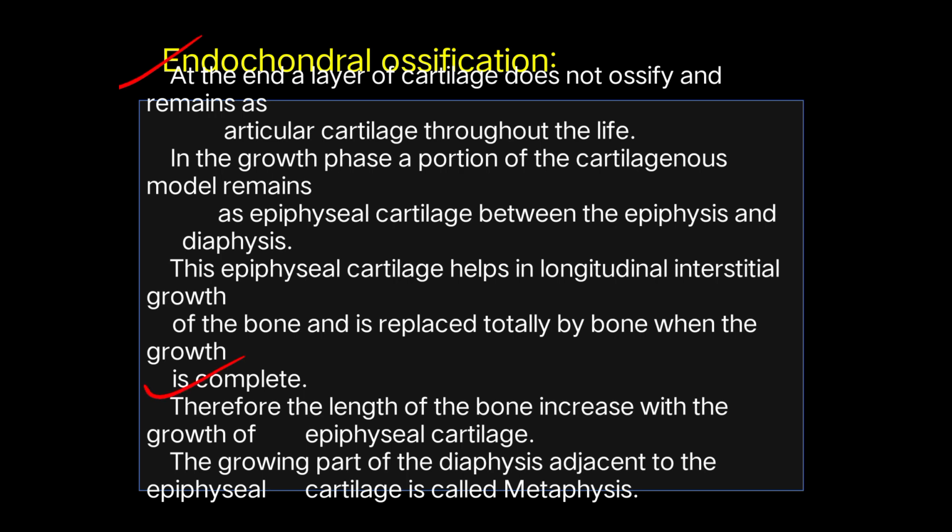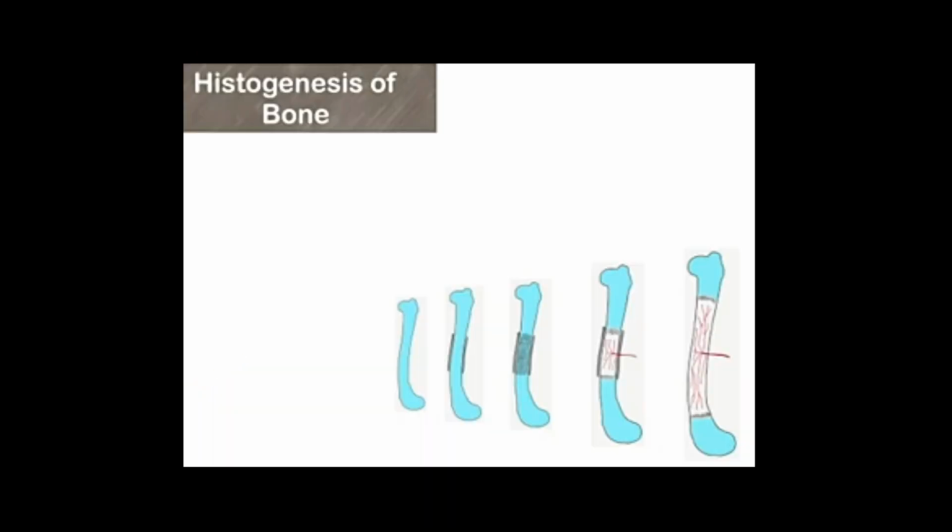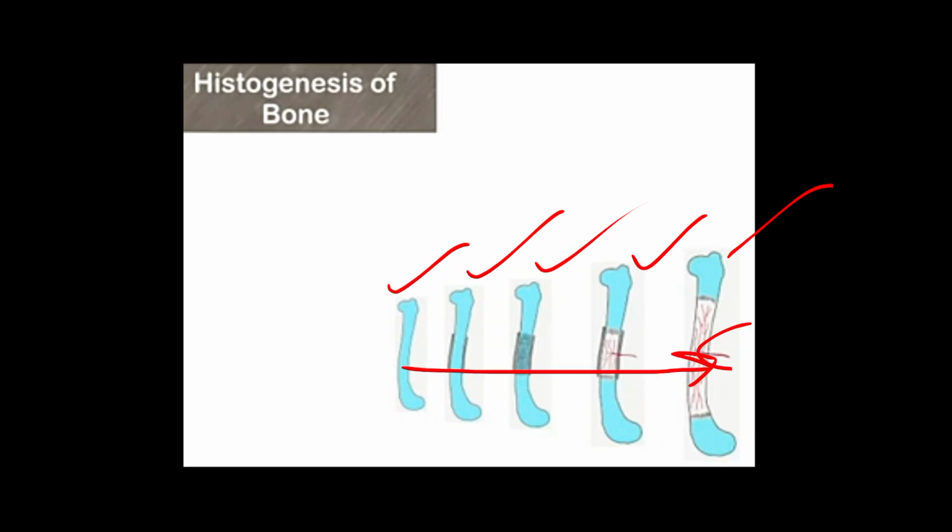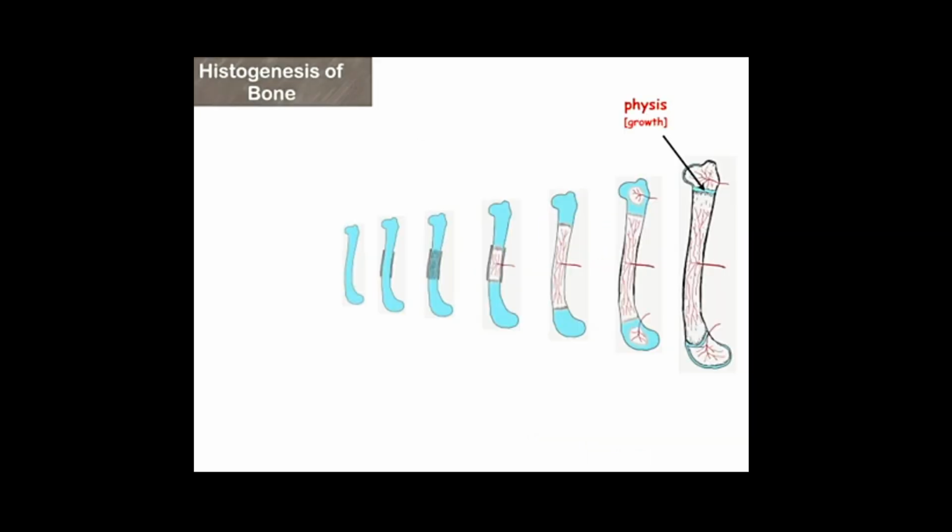Therefore, the length of the bone increases with the growth of the epiphyseal cartilage, and the growing part of the epiphysis adjacent to the epiphyseal cartilage is called metaphysis. As we can see in the photograph, this is the development of endochondral ossification. There is a formation of the primary ossification center first with the help of the cartilage model, and then the physis, meaning growth, occurs.